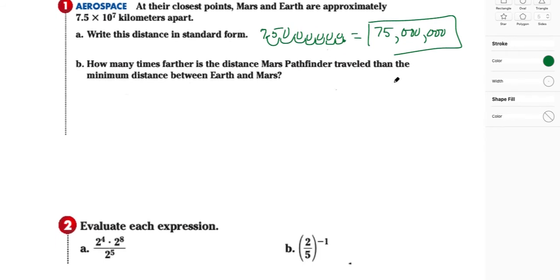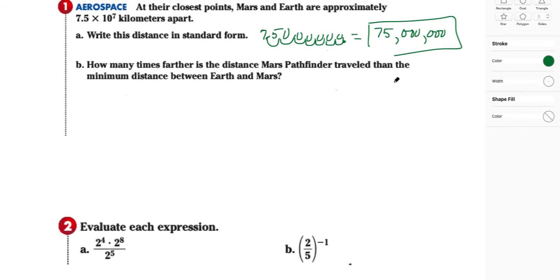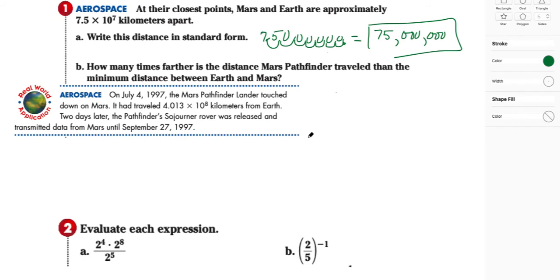other. Okay, how many times farther is the distance Mars Pathfinder travels than the minimum distance between the Earth and Mars? So we're looking at the multiple value, and we also need to calculate this. I'm sure it's in your textbook, so I'm going to go and grab that. So now I've grabbed this information and now we're all set. So let's try again. How many times farther is the distance Mars Pathfinder travels than the minimum distance between the Earth and Mars? And so if we're looking at that, we're going to be thinking about dividing.